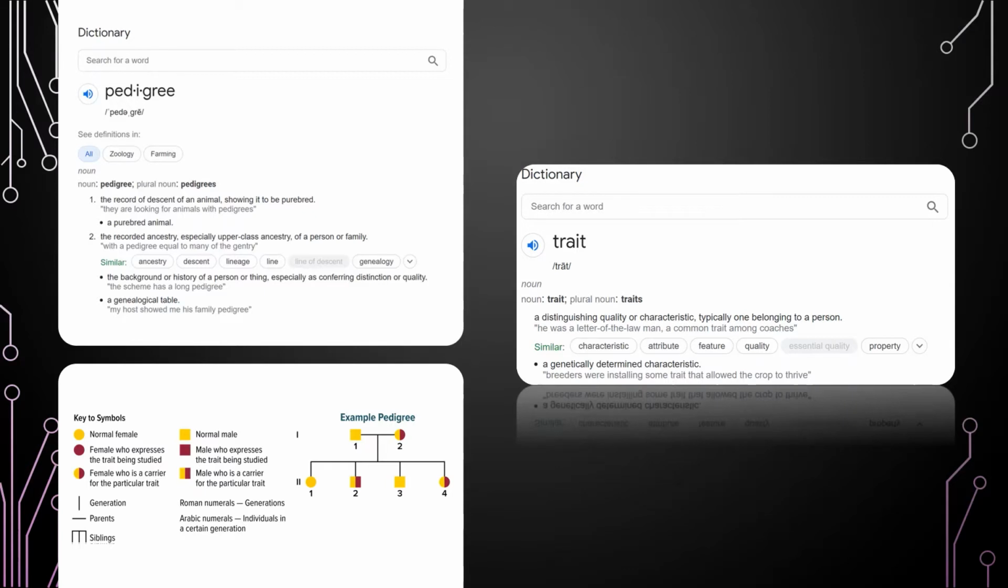The lines are pretty self-explanatory. Horizontal lines, that's where mating happened between two individuals. Siblings are those branches or arches coming off. And then generations are, again, a vertical line going down. And you can see there we mark generations with Roman numerals, so I for 1 and II for 2.